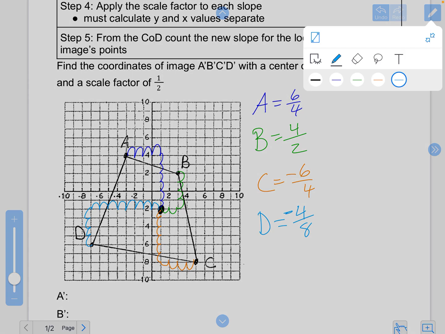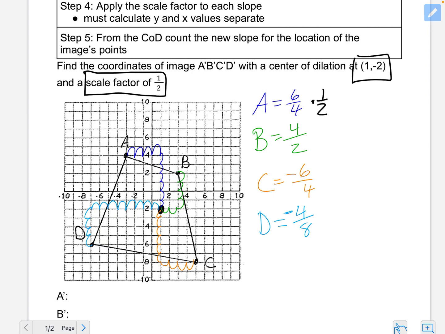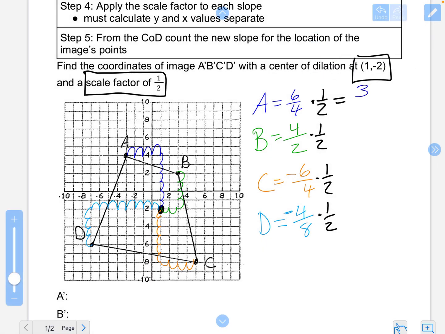What I want to do next is multiply each X and Y rise and run by the scale factor. I'm going to write it this way, but it's not actually multiplying the fractions, and I'm going to explain it in a second. What is 1/2 of 6? 1/2 of 6 is 3. What is 1/2 of 4? It is 2. So my new slope is going to be 3/2.